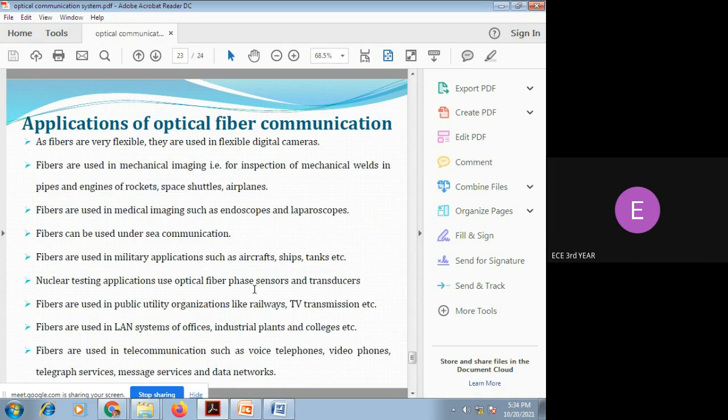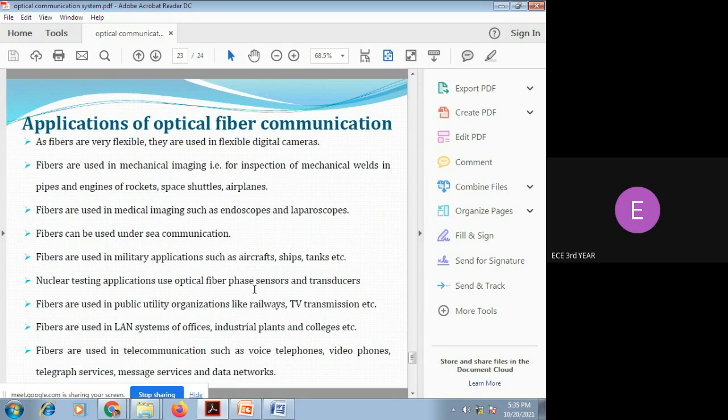Next, the applications of the optical fiber communication system. Optical fibers are very flexible, so they are used in flexible digital cameras. Fibers are used in mechanical imaging, that is inspection of welds in pipes, engines, rockets, space shuttles and aeroplanes. Fibers are used in medical imaging, in medical equipment such as endoscopes and laparoscopic systems. Cables are used in sea communication, and underwater communication in rivers. Fibers are used in military applications such as aircraft, ships, tanks, and so on. Also nuclear testing applications, optical fiber phase sensors and transducers.